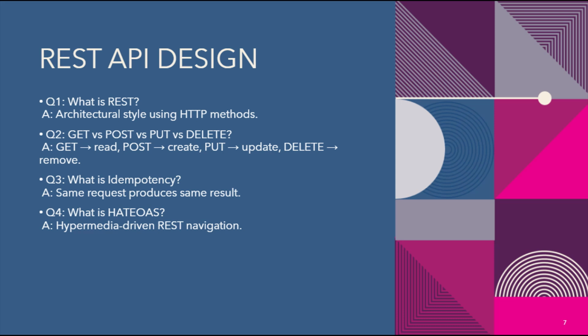An operation is idempotent if performing it multiple times gives the same result. For example, GET and PUT are usually idempotent, while POST is generally not. Another concept interviewers may ask about is HATEOAS, where API responses include links to related actions or resources, enabling better navigation. When answering REST questions, it is helpful to mention clean resource naming, proper status codes, validation, and versioning.